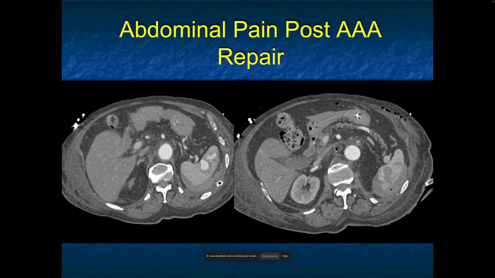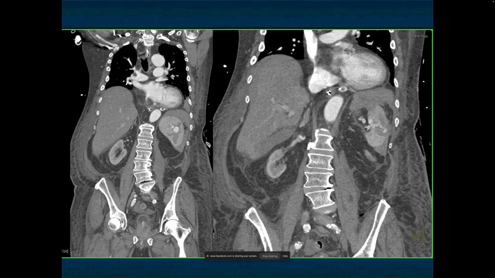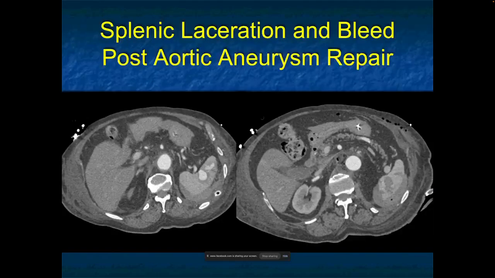hematocrit post-aortic repair, you always, of course, worry about the aorta, but you have to worry beyond the aorta. And here's a good example of splenic injury with active splenic bleeding, what looks like a splenic artery aneurysm, which had bled and is actively bleeding in and around the spleen. Just a really, really nice case.